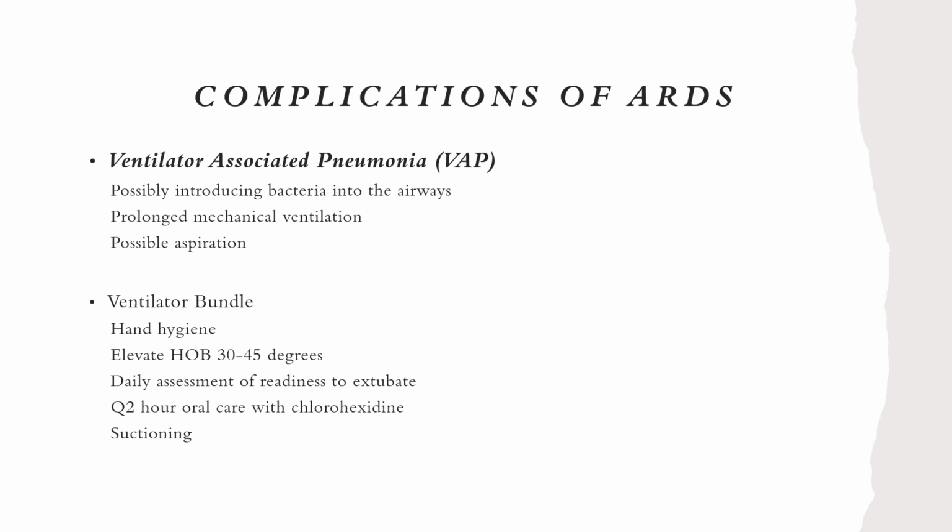But hand hygiene is first and foremost. We know that's the most important factor in nursing for preventing infections. Elevating the head of the bed at least 30 to 45 degrees will hopefully decrease the risk of aspiration of any gastric contents, especially if the patient has enteral feedings going on. We want to make sure that head of the bed is up and any gastric contents or feeds are not going back into the lung.